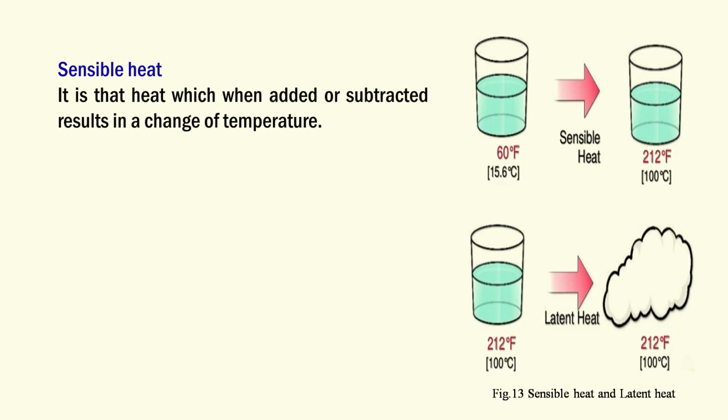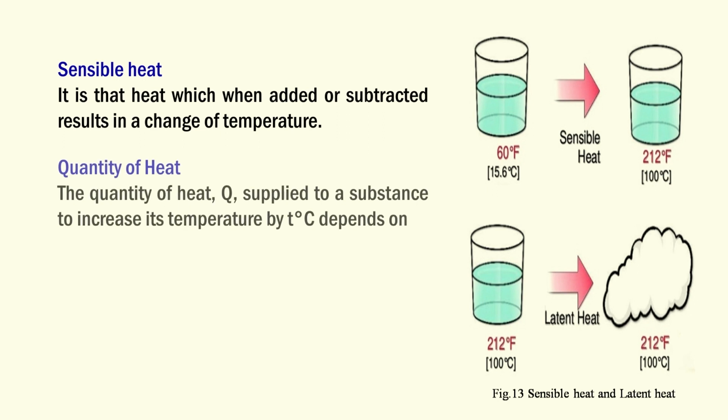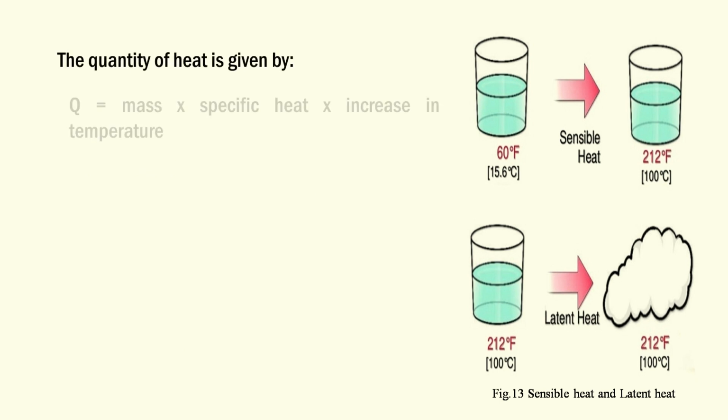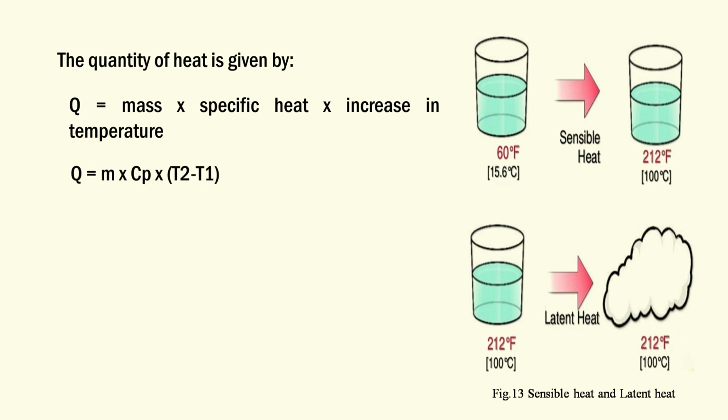Sensible heat. It is that heat which, when added or subtracted, results in a change of temperature. The quantity of heat, generally denoted by Q, supplied to a substance to increase its temperature by a degree centigrade depends on the mass of the substance, M, the increase in temperature denoted as delta T, and the specific heat of the substance denoted by Cp. The quantity of heat is given by Q equals mass times specific heat times increase in temperature, that is Q = m Cp dT.